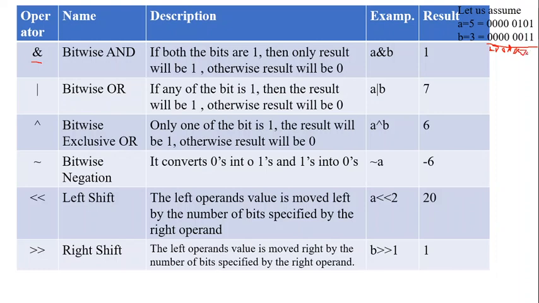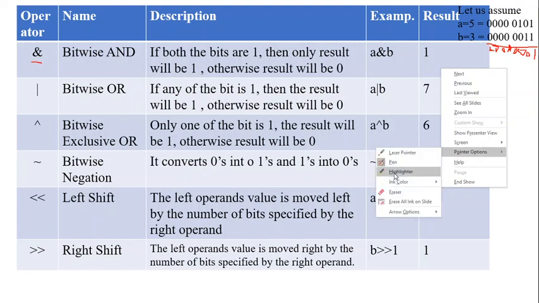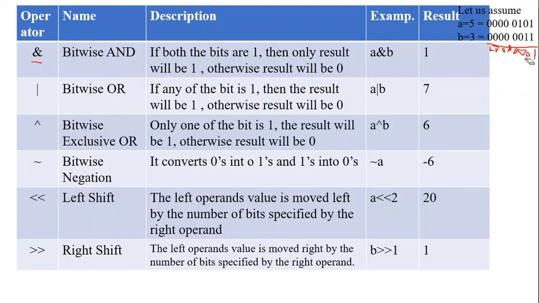1 0 means 0. Last one, 1 1 means the result is 1. Leftmost zeros do not have any value, so automatically the binary result is 1, and its decimal value is 1. So the result will be 1. That's all about bitwise AND.